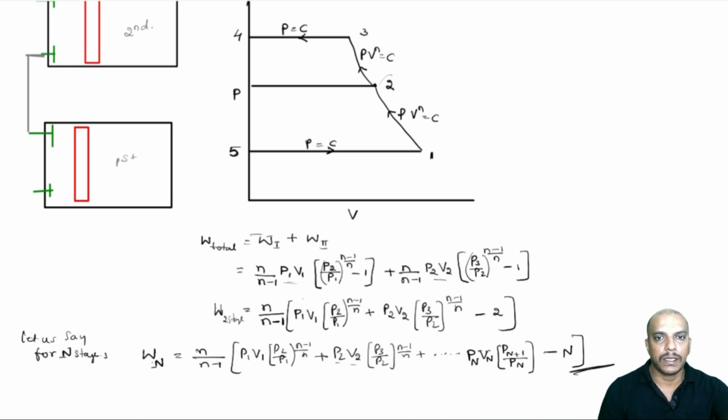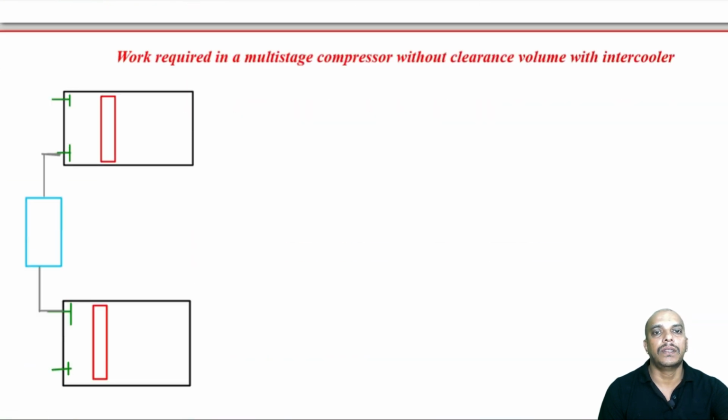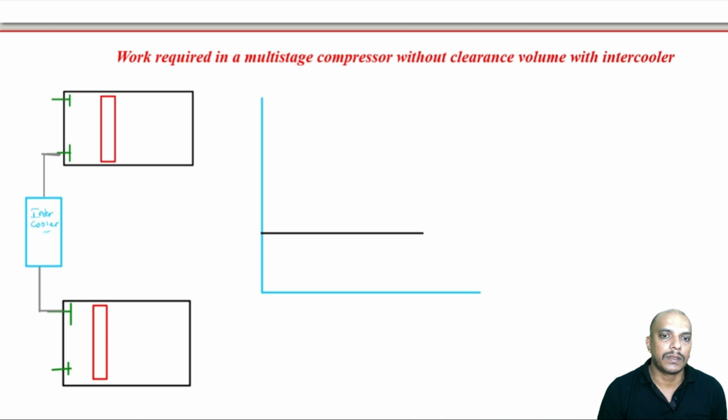Okay. Now let us consider work required in a multi-stage compressor without clearance volume but with an intercooler. Now what is an intercooler? An intercooler is a device where we can bring down the temperature. Okay. Now very important, let us start from the same PV diagram. Okay. Now this was our suction, then compression in the first stage.